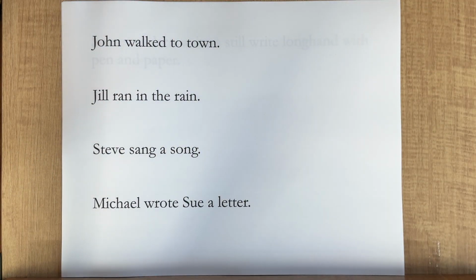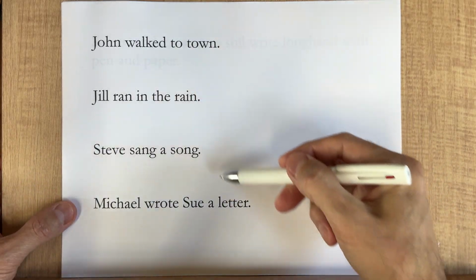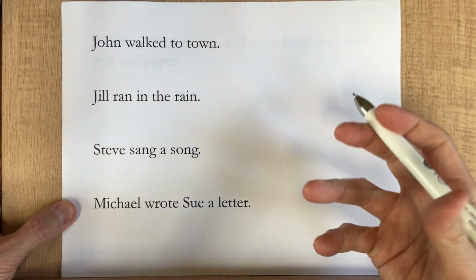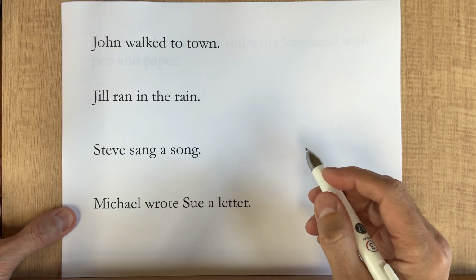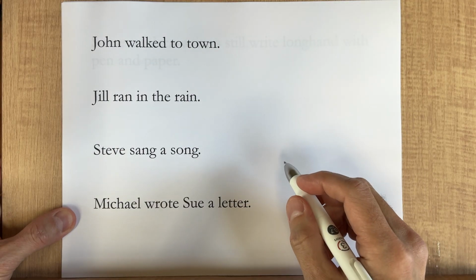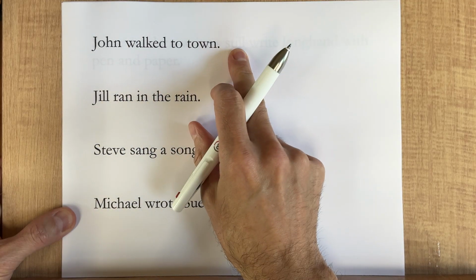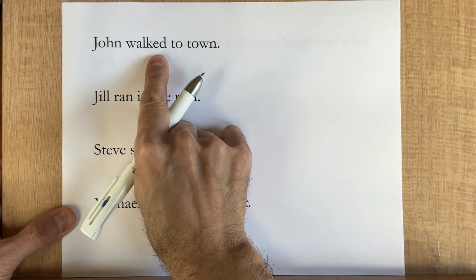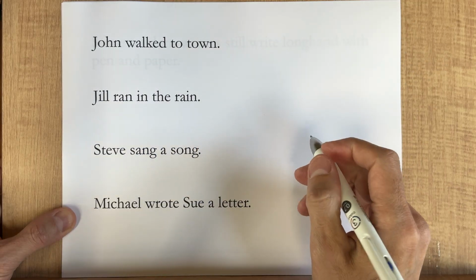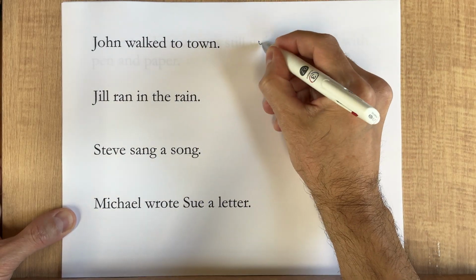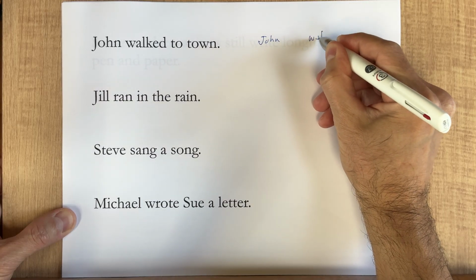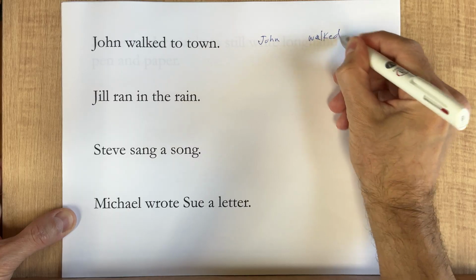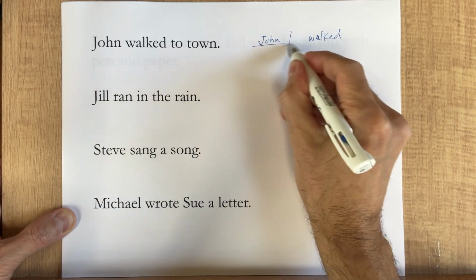Okay, so now we have essentially the same 4 sentences, but I've added to them. So now we'll see how we can break these down using diagramming. So let's first find the noun. In this first sentence, the noun we know is John, and we know the verb is walked from the previous 4 examples. So let's write those down. John walked. Okay. Divider and a baseline.